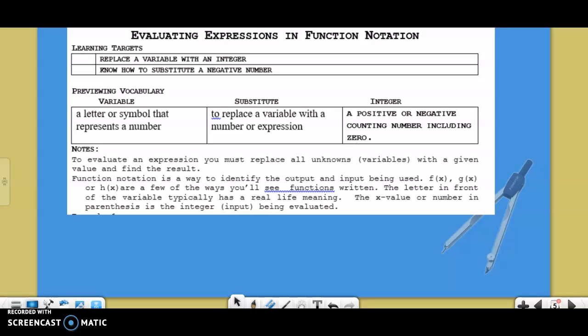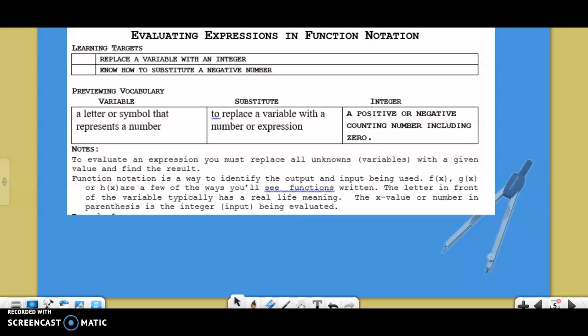For today, we're going to evaluate expressions, more vocab. We're going to work it down to a number, and it's not going to have an equal sign for the most part. We're going to replace all unknowns, all variables, with a value to find the results.